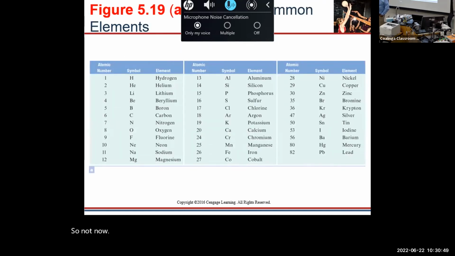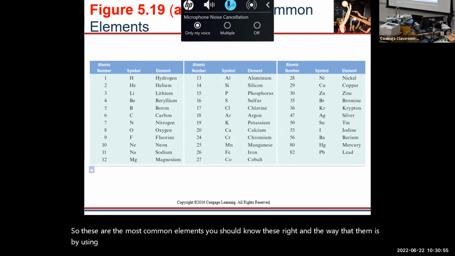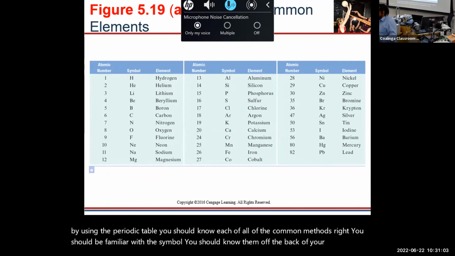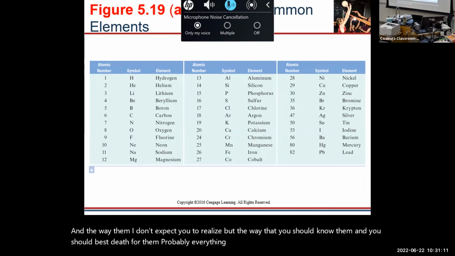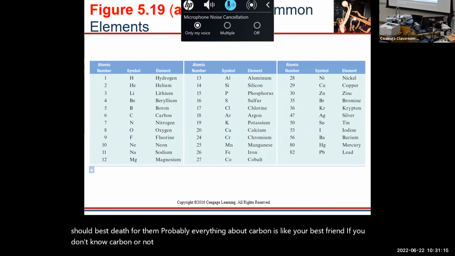These are the more common elements. You should know these, and the way that you know them is by using the periodic table. You should know all of the common metals and be familiar with the symbols. You should know them off the top of your head. I don't expect you to know everything, but you should definitely know carbon. You should know everything about carbon. Carbon is like your best friend. If you don't know carbon enough, that's it, period.